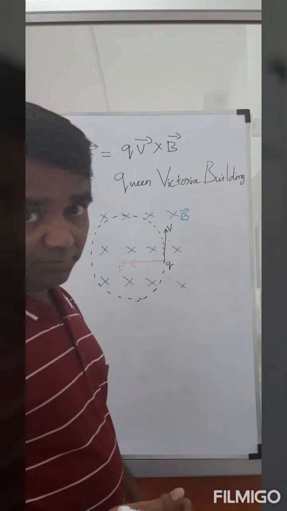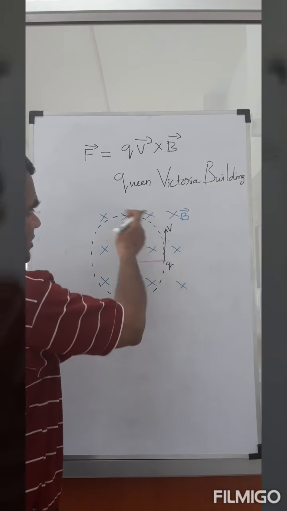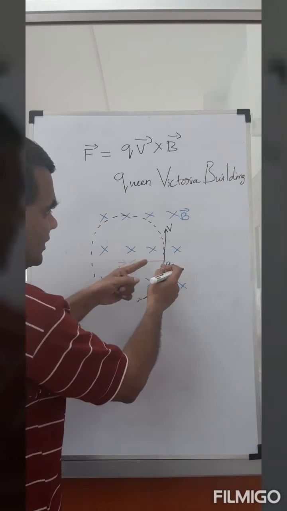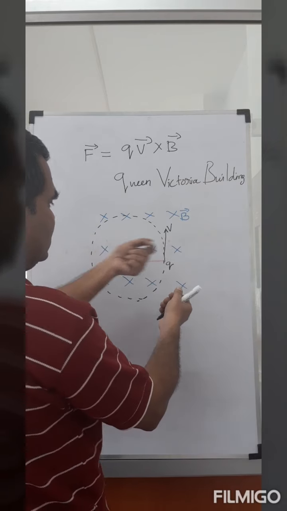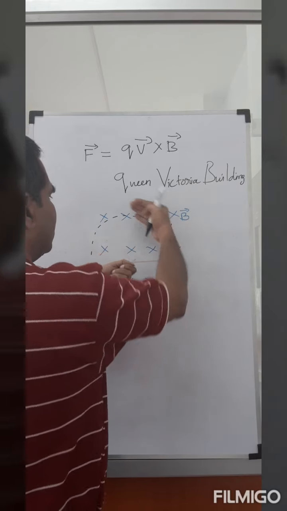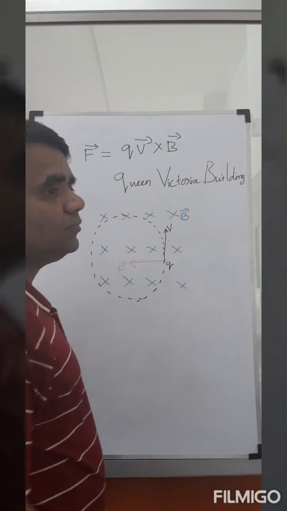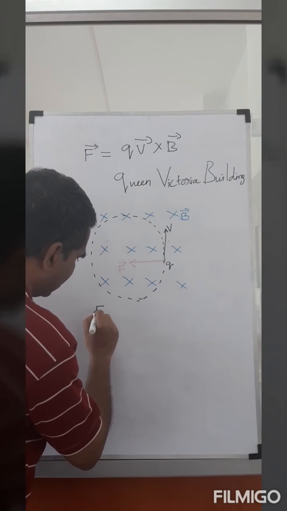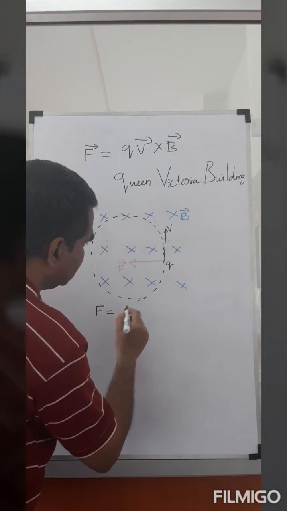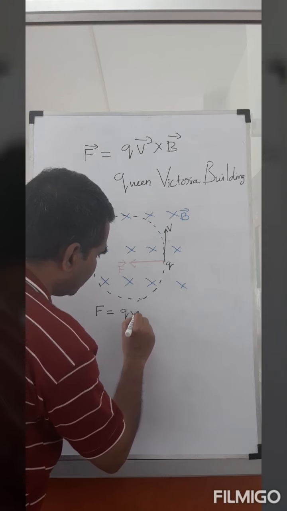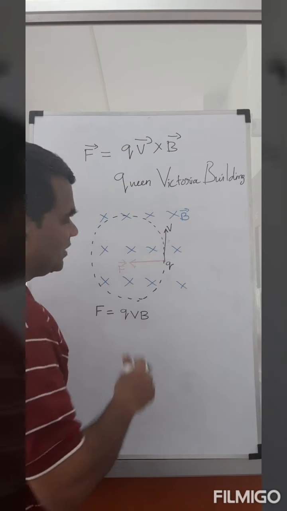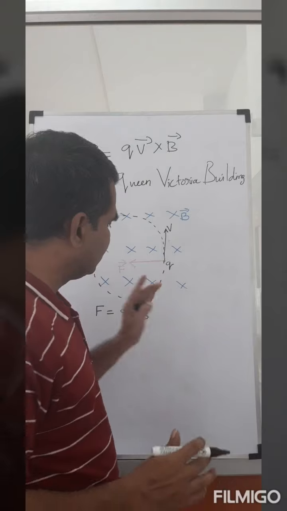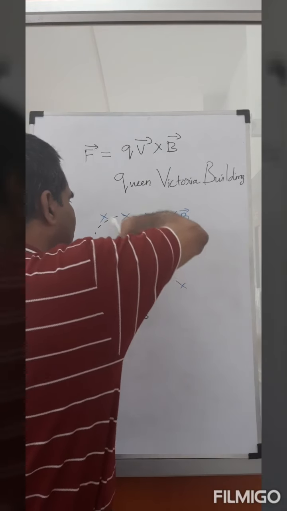Okay, if it makes a circle, then what happens? Obviously, like a planet moving around the sun, there is a central place, and there is a force which is pulling it towards the center. That's a centripetal force, and it goes around it. Now, what is the force acting on it? The force acting on it is equal to QVB sin theta, and sin 90 is 1.